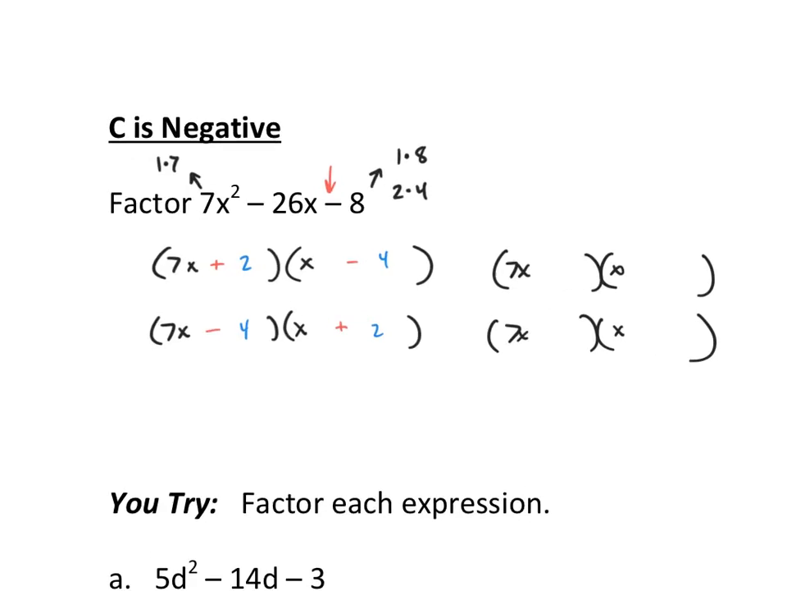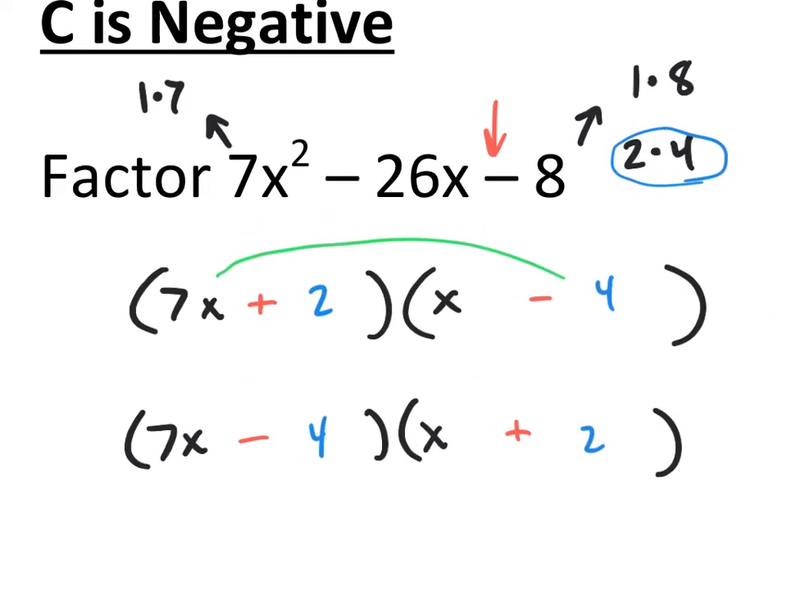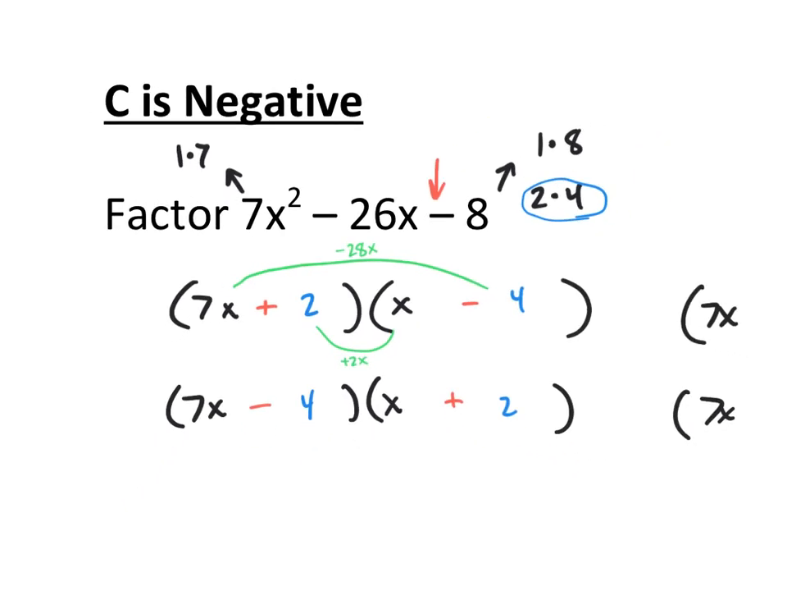All right, so I've checked a couple solutions here. I decided to start with the 2 and the 4 first. Could it be the 1 and the 8? Maybe. But let's start to just check some here with our O and I FOIL method. So when I do 7 times negative 4, we get negative 28x. Here we'll get a positive 2x. And those do in fact combine together to give us the negative 26x, which makes this one correct.